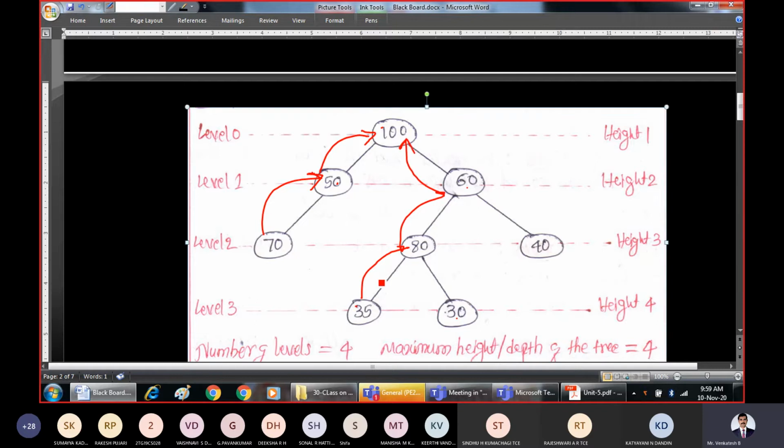What are ancestors? From any given node, moving up towards the root node, whatever nodes you obtain are called ancestors of that node. For example, for 30, 80, 60 and 100 are the ancestors. Similarly, for 40, 60 and 100 are the ancestors. It means from any given node you have to move upwards; then they become the ancestors.